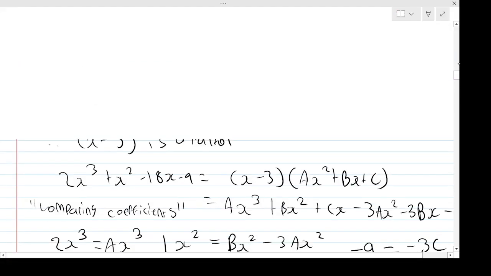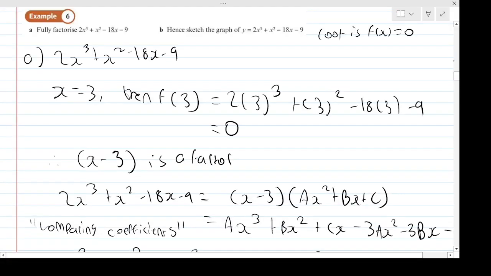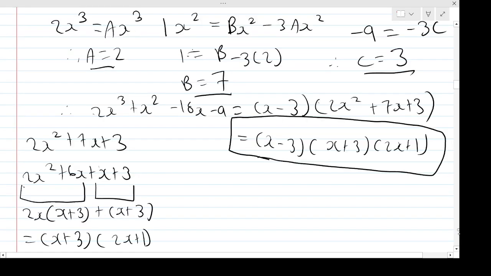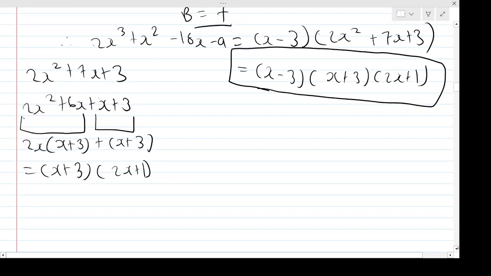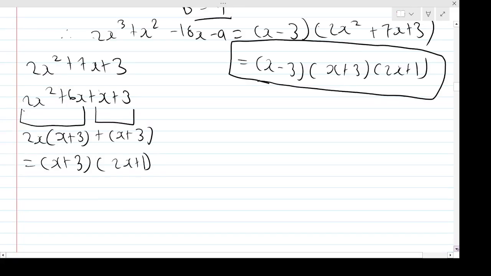Cool. And so then part B, sketch the graph of y equals 2x cubed plus x squared minus 18x minus 9. So it's sketching a cubic. And again, we know how to do that. We looked at that in chapter 4, where we looked at sketching cubic graphs.